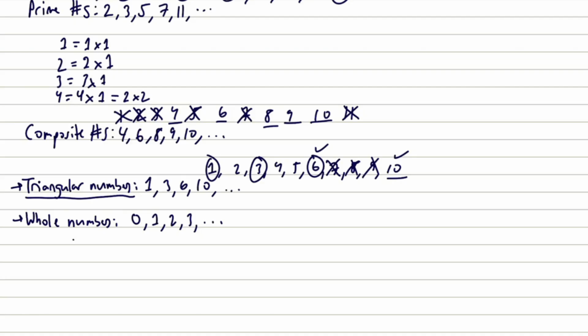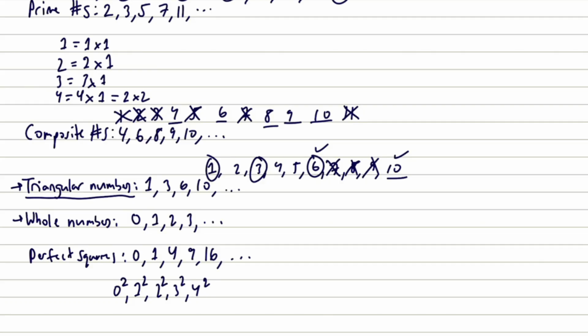Another subset of the whole numbers are the perfect squares. We can take this list of numbers again. 0, 1, 2, 3, 4. The perfect squares are the numbers where when you square a whole number, it's the number you get. So if we do 0 squared, you do 0 times 0, which is 0. 1 squared is 1 times 1. 2 squared is 2 times 2, which is 4. 3 squared is 3 times 3, which is 9. 4 squared is 4 times 4, which is 16. And then you can keep going on from there. This is also a subset of the whole numbers.